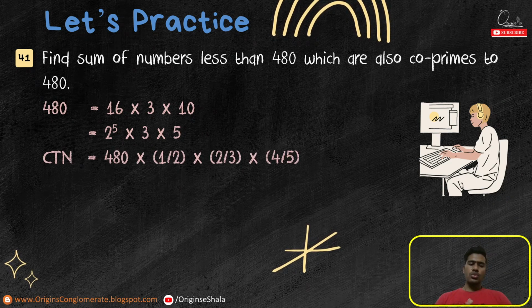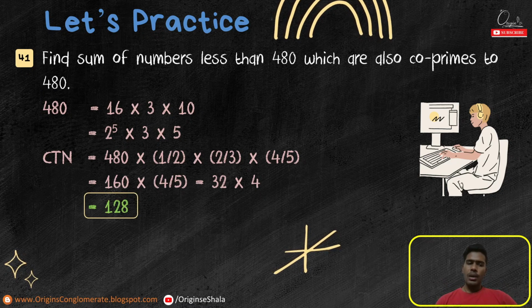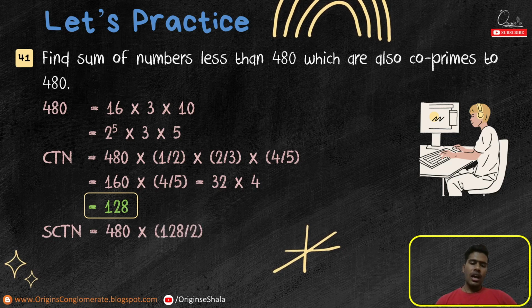Now for coprimes to a number, we have learned to multiply the number by the fractions formed from the prime factors, each subtracted from 1. So you will get the count of numbers which are coprime to 480 and less than it, which is 128. As for the sum, simply halve the CTN, that is 128 by 2, and multiply it by 480 again. That will leave you with 30720. That is our sum of coprimes to this number.